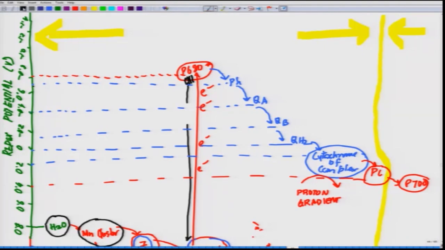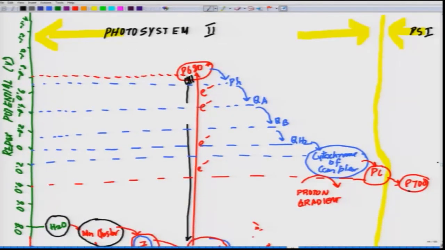So, this is where you have photosystem 2, and here you have photosystem 1. Now the electron has reached P700. Now, this is the point I want to make.